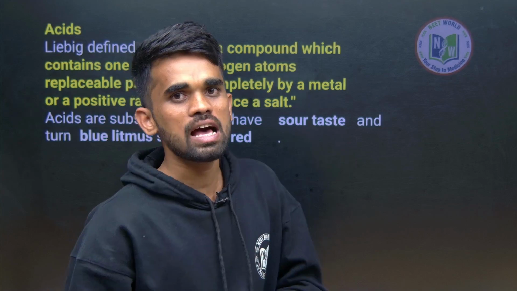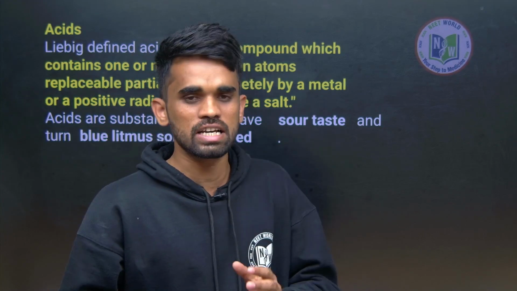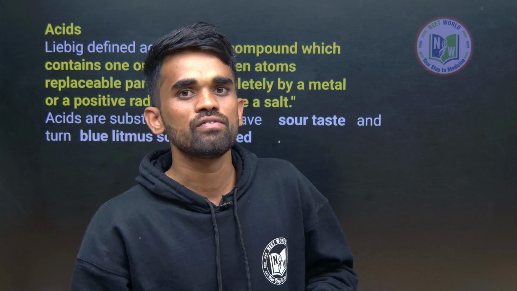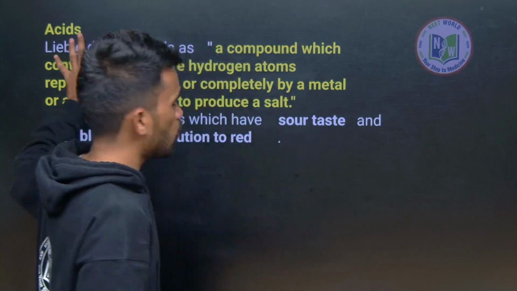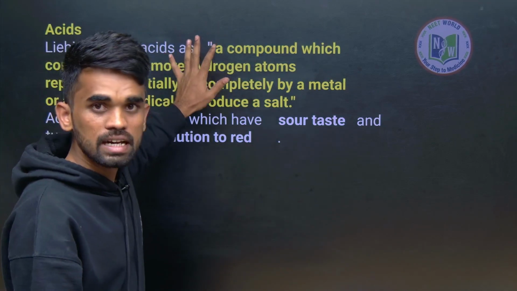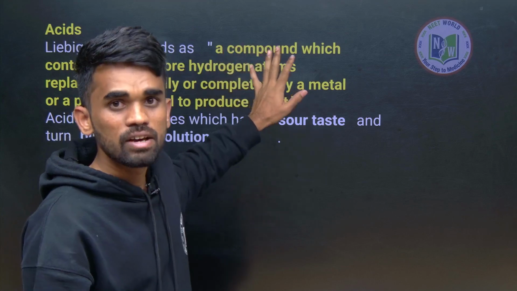Okay, so in the last class we started the discussion about acids, bases and salts, right? In this session we will be discussing what exactly an acid is and its definitions again, and next we will be discussing its chemical reactions with metals and also with carbonates and bicarbonates of metals. Okay, so let us start our discussion.